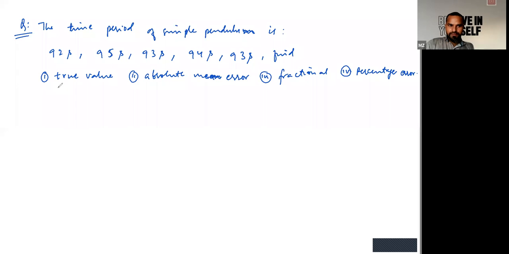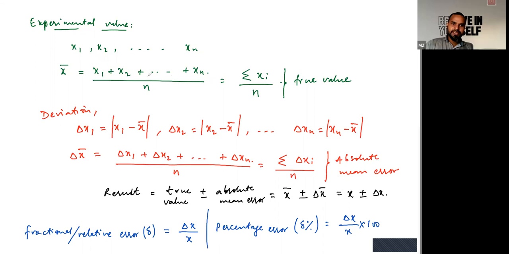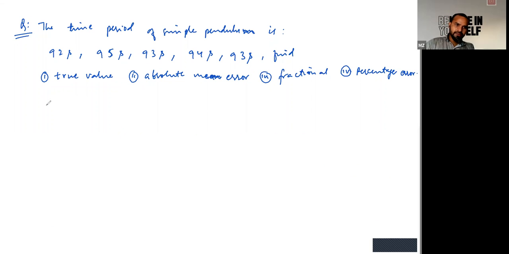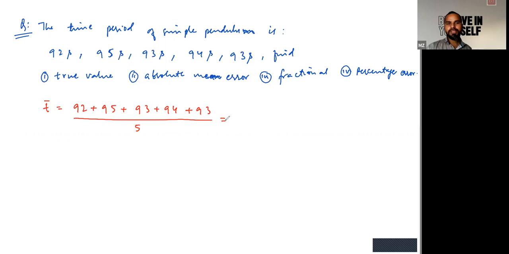Just see how to solve for this true value. We have 5 different observations. So for taking the true value, you have to take the mean of all. Mean is nothing but the sum of all observations divided by the number of observations. So T bar is equal to 92, 95, 93, 94, 93, whole divided by the number of data, 5. Just sum all this up and divide by 5. You will get the true value. Try to simplify it.